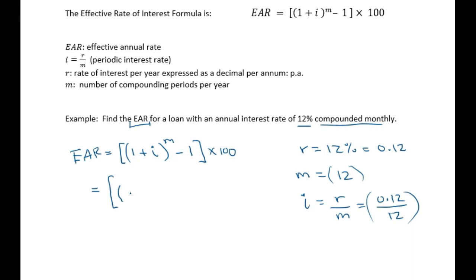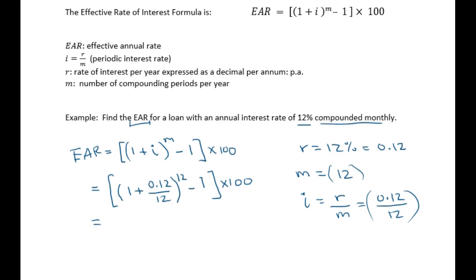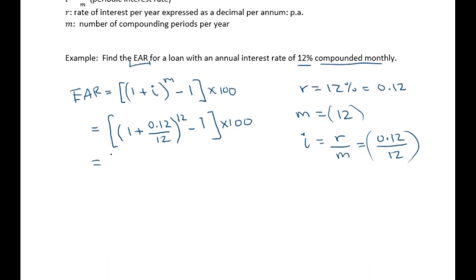So substituting in, we have 1 plus I, 0.12 over 12. That whole thing is to the exponent 12, minus 1, and then multiply by 100. Please watch your order of operations carefully. I'm going to go step by step and show you that process. First, inside my bracket, 1 plus 0.12 divided by 12. So you get 1.01 to the exponent 12, minus 1, multiplied by 100.